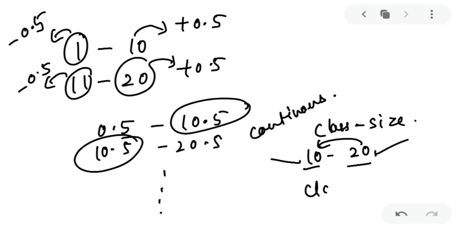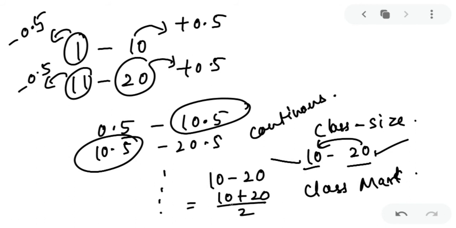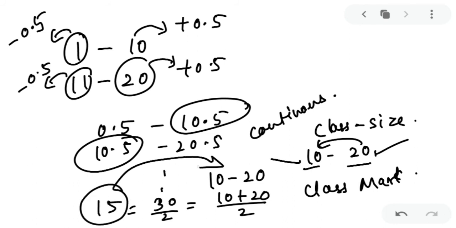What is class mark then? Class mark is the midway of your class interval, the in between point. So how do you find the class mark between 10 to 20? You have to do 10 plus 20 upon 2. So that will be 30 upon 2, that will be 15. So the class mark of this class interval 10 to 20 is 15.